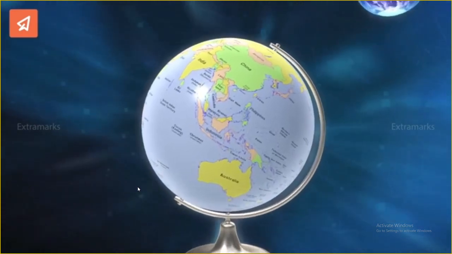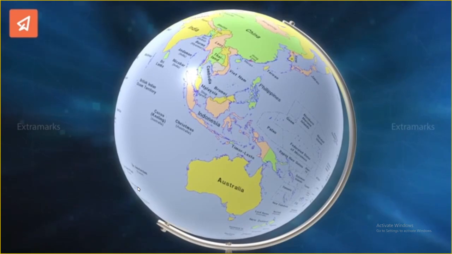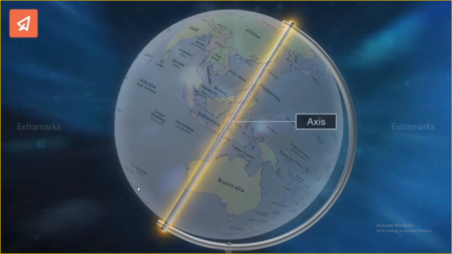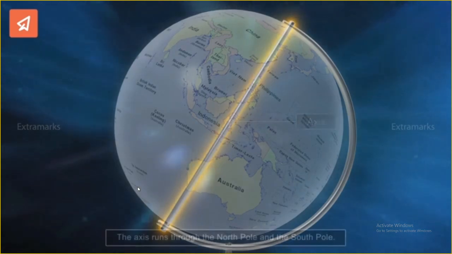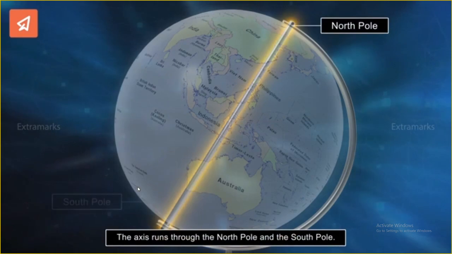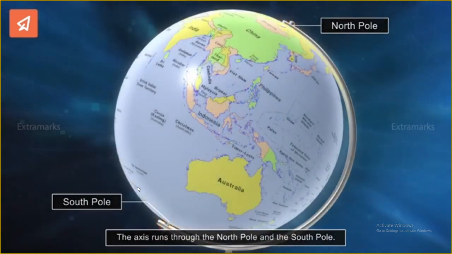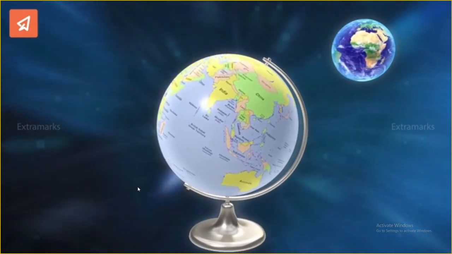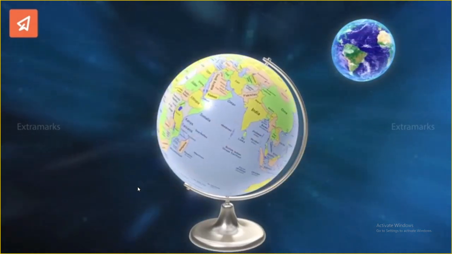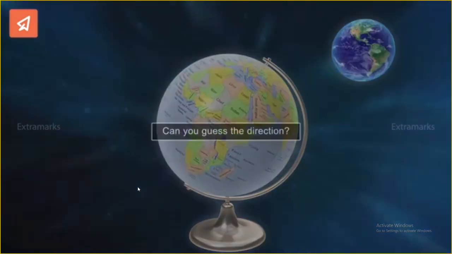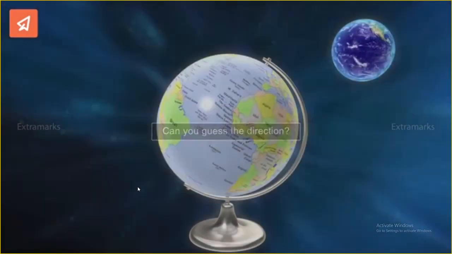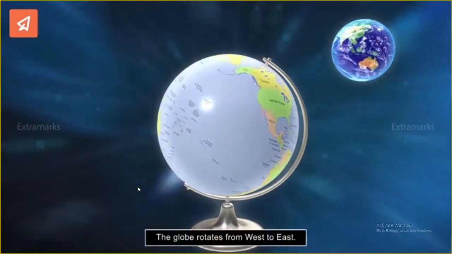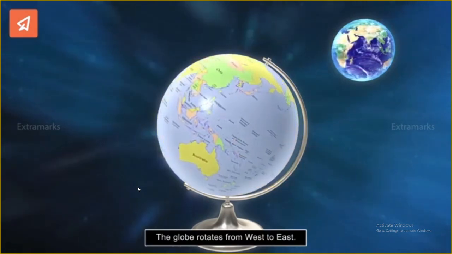Did you notice that the globe is fixed in a tilted position with the help of a needle? This needle acts as the axis of the globe. The axis runs through the North Pole and South Pole, 2 points on the globe. With the help of the axis or the needle, the globe can easily rotate in one direction, just like the Earth. Can you guess the direction? Yes, that's right. The globe rotates from west to east.